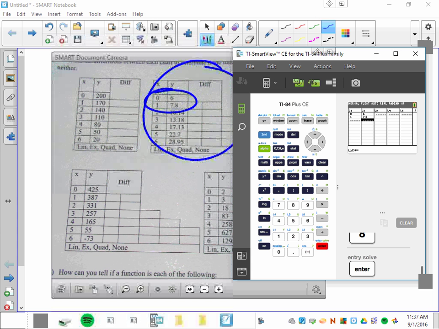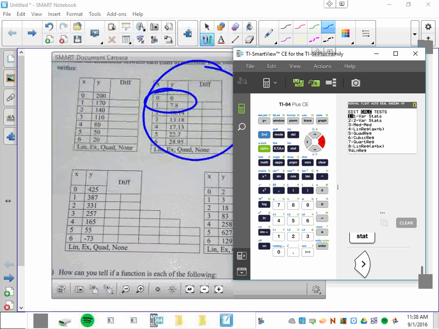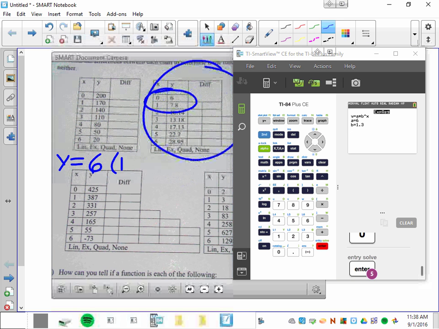Okay, and then to find the equation, push stat and go to calc. So stat, calc, and you have to go down quite a ways to find exponential. It'll say EXP regression, and I believe it's number 0. So if I just push 0, it should skip right to it. And then go down to calculate. And it says the equation is a times b to the x, and a is 6 and b is 1.3. So the exponential equation is y equals 6 times 1.3 to the x.